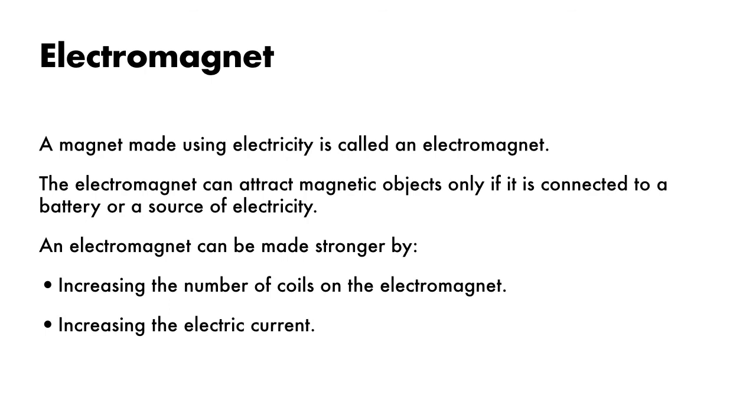So a magnet made using electricity is always called an electromagnet. The electromagnet can attract magnetic objects only if it's connected to a battery or source of electricity. So you need electricity for the electromagnet to attract magnetic objects. Okay? And basically, how do you make the electromagnet stronger? You can actually increase the number of coils in the electromagnet or increase the electric current.